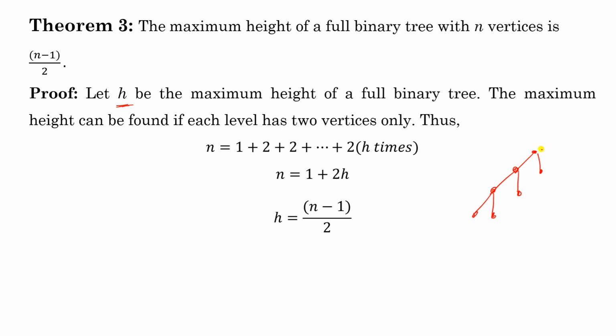Starting at level 0, the number of vertices will be 1. Here 2. Again at every level 2 vertices will be there. So for the total number of vertices, suppose there are n vertices, and n vertices can be arranged in this way to find the maximum height. So we can calculate n as the sum of all these numbers: 1 plus 2 plus 2 plus 2, h times. So n equals 1 plus 2h. From here you will get h equal to (n minus 1) by 2. So this is the maximum height of a full binary tree.